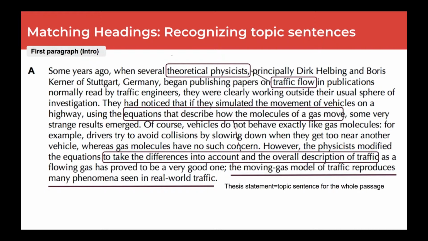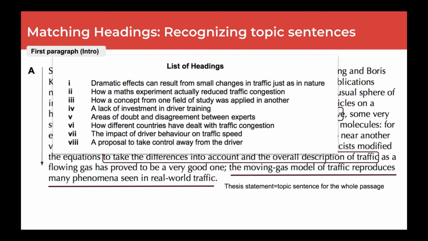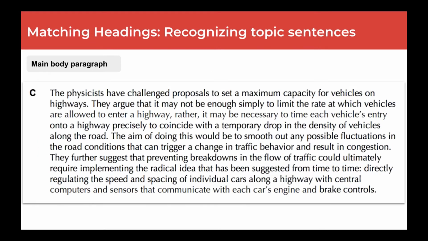Okay, now I go back to the list of headings and I try to review which one is more appropriate. So now it becomes very easy because the thesis statement or the topic sentence is a restatement or a paraphrase of, or should be a paraphrase of, one of the headings, and we can see that the third option, how a concept from one field of study was applied in another, is the best paraphrase for that. And we are moving on to paragraph C.